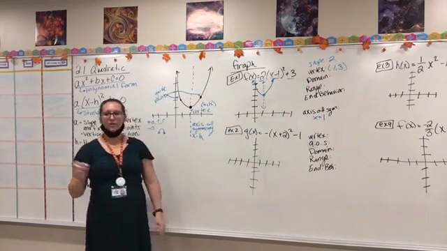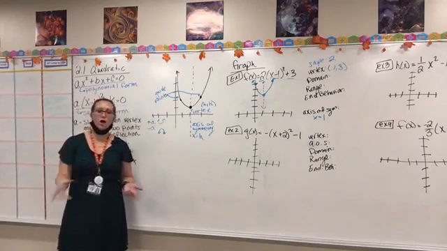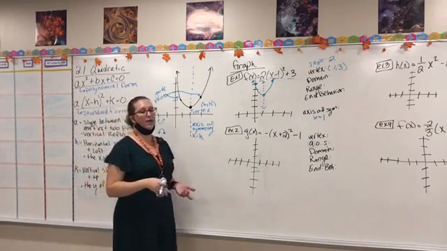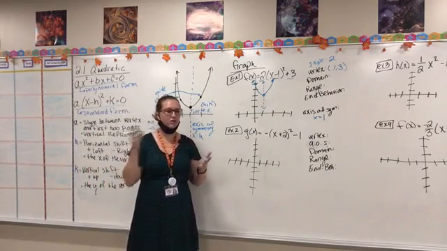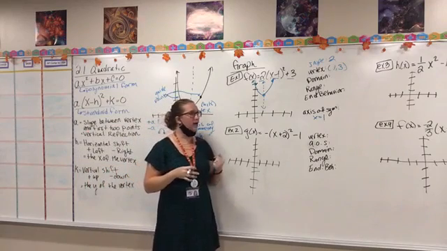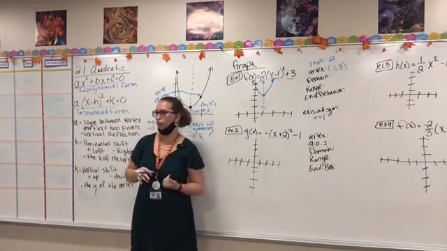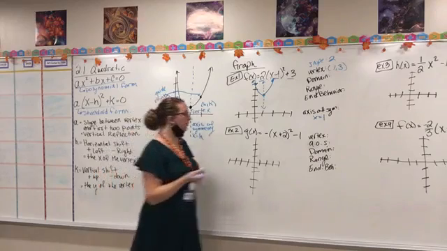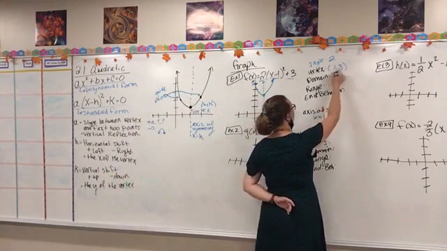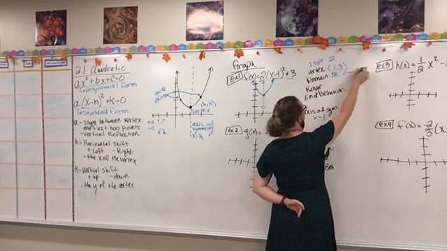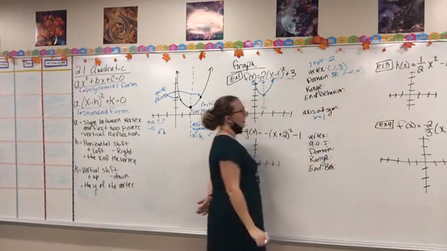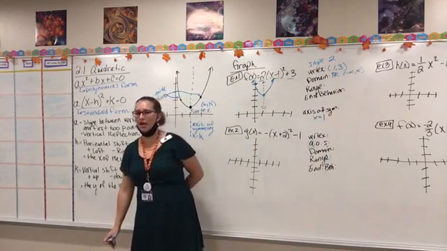Now we're going to pull in content from chapter 1: domain, range, and end behavior. That never goes away. So what is the domain of this graph? All real numbers. So you can write the symbol, or you can write negative infinity to positive infinity.